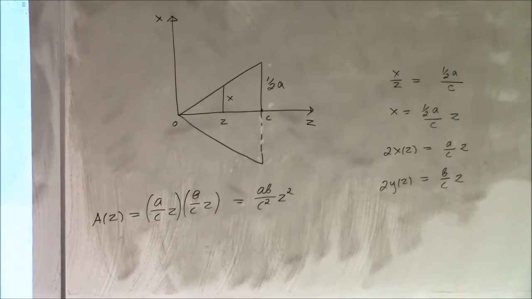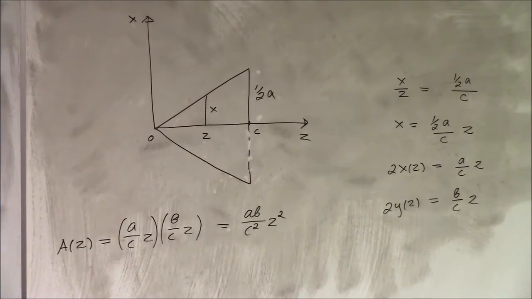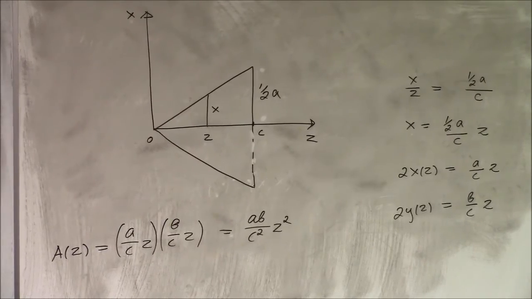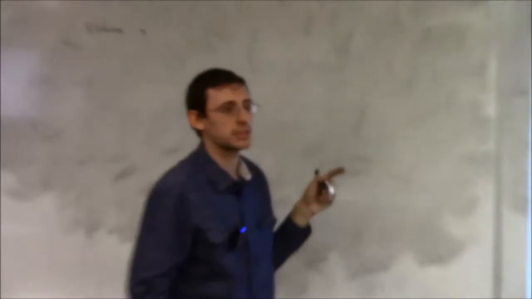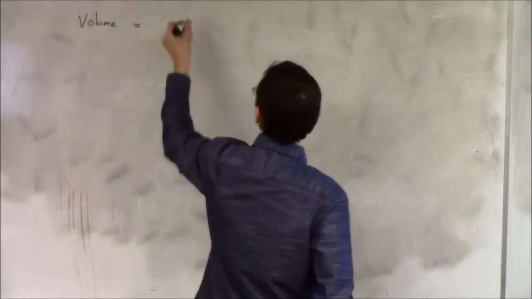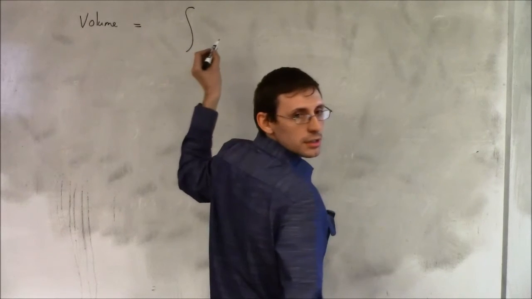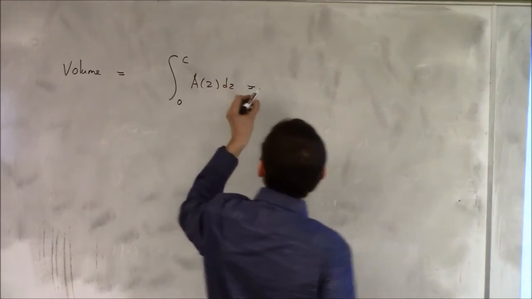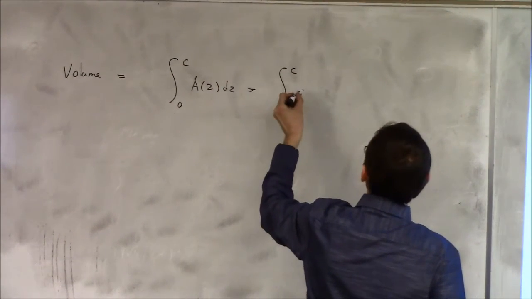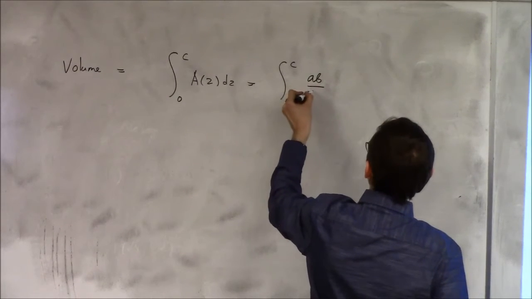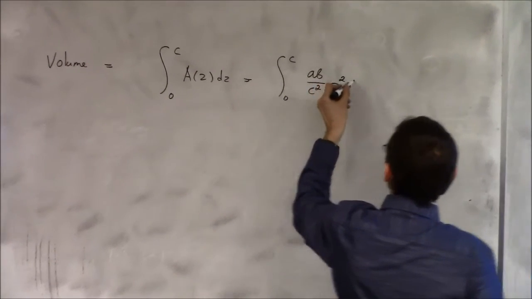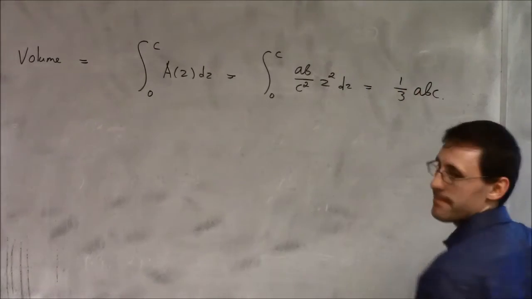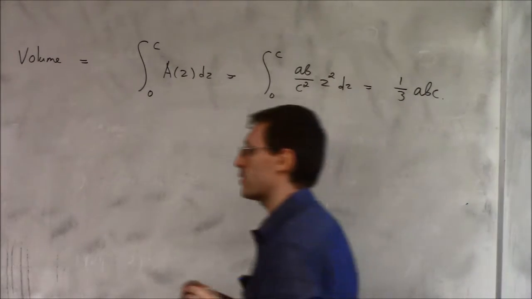So what is then the volume? By Cavalieri's principle, what's the volume? Volume is, how do I write it as an integral first? Integral from where to where? Zero to c of A(z) dz, which is the integral from 0 to c of ab over c squared z squared dz, which is just, if you integrate, you get 1/3 abc. Agreed? So you just verify it's 1/3 abc.